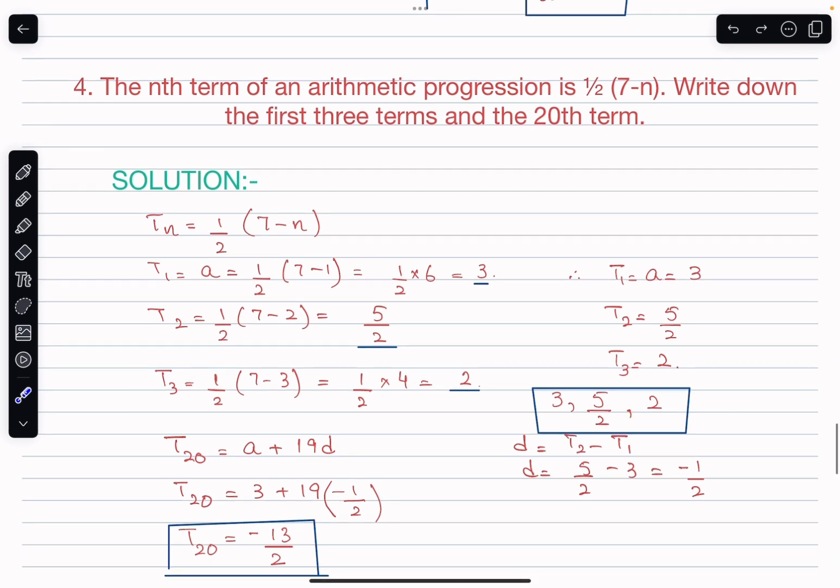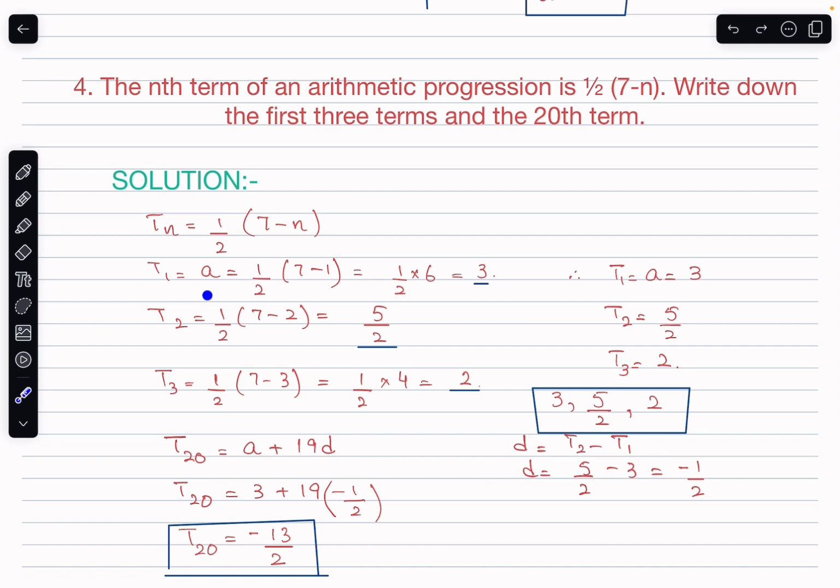The nth term of an arithmetic progression, Tn, is 1 by 2 times 7 minus n. Write down the first three terms and the 20th term. Writing down the first three terms, that means my n value can be 1, 2, and then 3. This is a simple question where I just need to substitute n with 1, 2, and then 3.